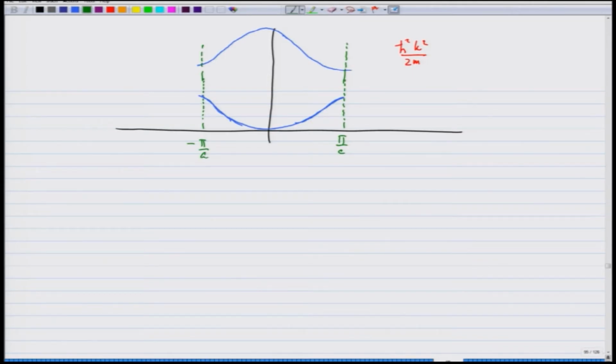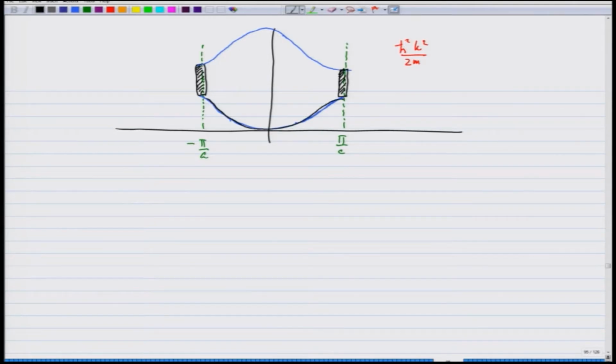So, there are these gaps which open up, which I have shown by this black portion, where no state exists. These energies cannot be taken up by the particle, and the particle can take any energy in this band, first band, second band and so on.